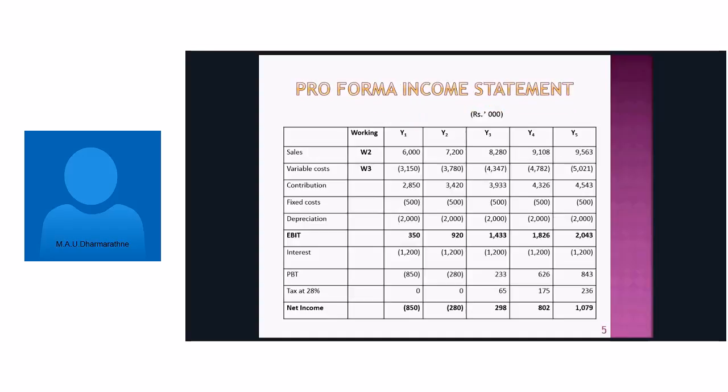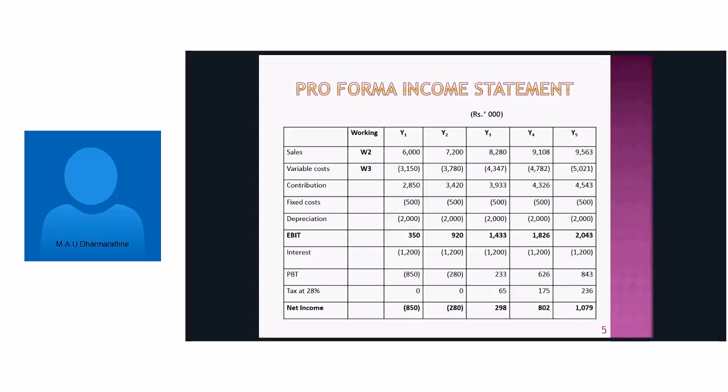Then a pro forma income statement. Sales: the working is 15,000 liters into 400 rupees per liter, 6 million. Then year 2, 7.2 million. Variable cost would be 210 rupees per liter into 15,000 liters in the first year, so 3,150,000 in the first year. Then the contribution or gross profit would be 2,850,000. Fixed cost of 500,000 per year is deducted.